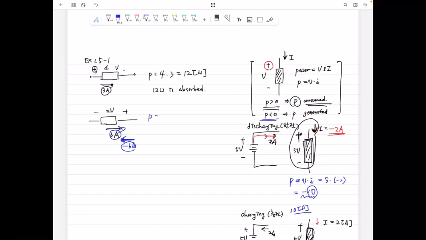Then power is VI, and the direction of the current is going into the positive value. So there is 2 and minus 6. There will be minus 12 watt. Then P is a negative value. That means 12 watt is generated, or supplied.